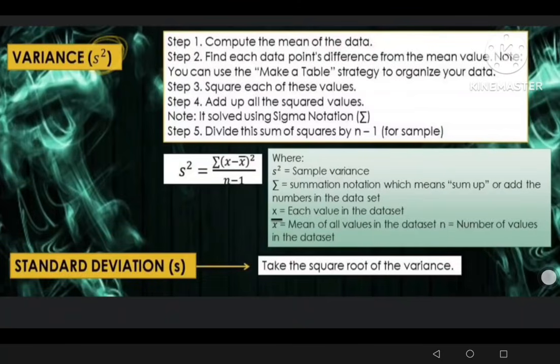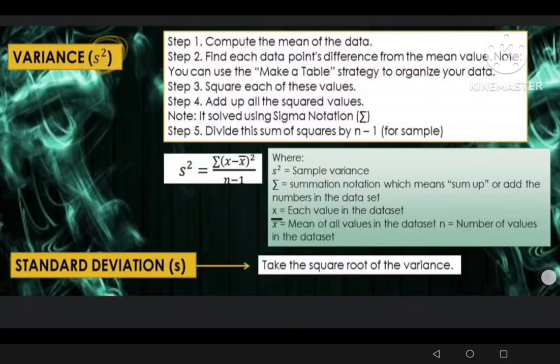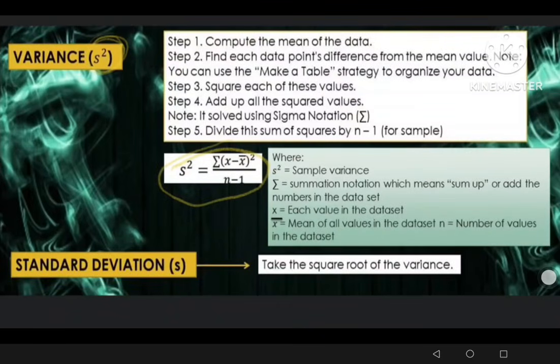Step number 3, we're going to square each of these values. Step number 4, you're going to add up all the squared values. Take note, it's solved using sigma notation, that's our summation. And then step number 5, divide the sum of squares by n minus 1 for a sample. Our example later is just sample data. It's not a population, it's just a sample. So this is our formula for finding our variance, the S squared. S squared is equal to the summation of (x minus x bar) squared, all over n minus 1.